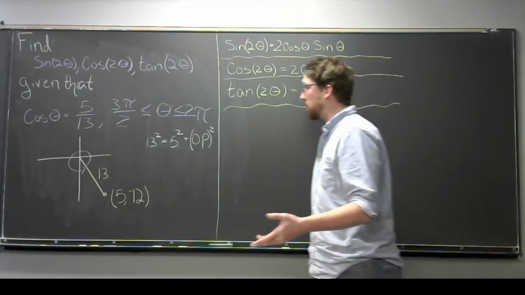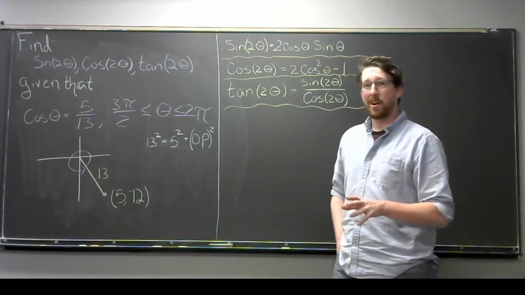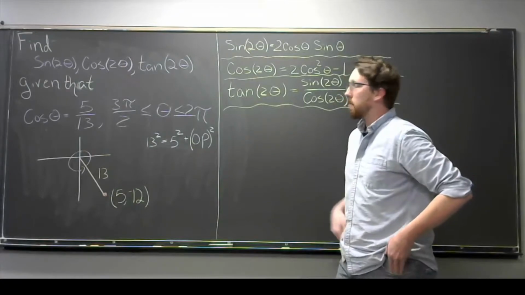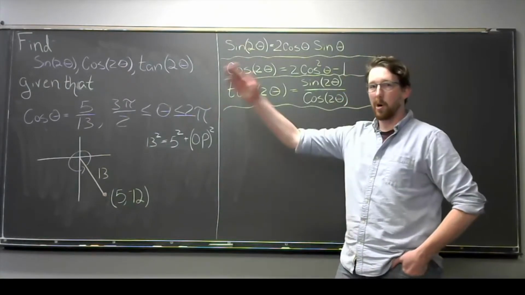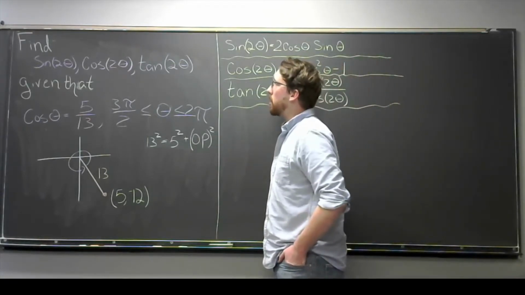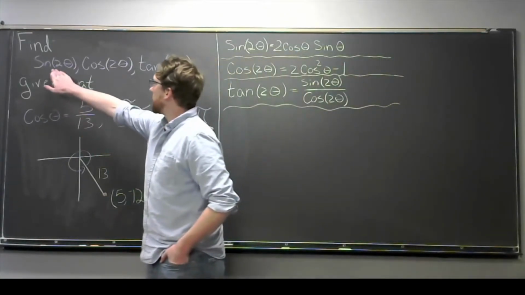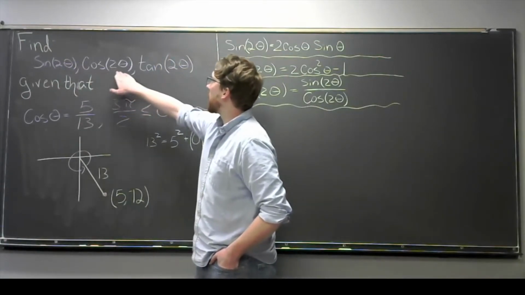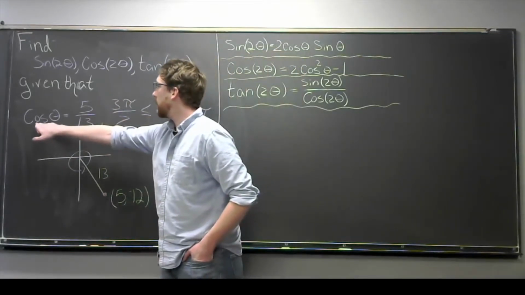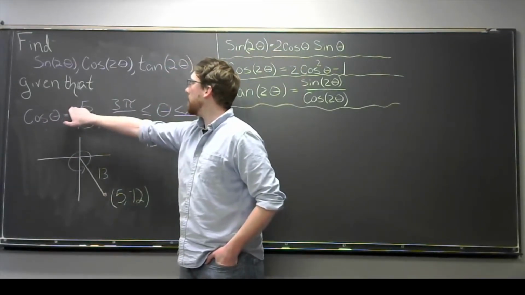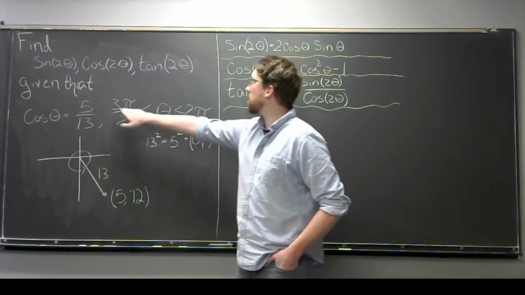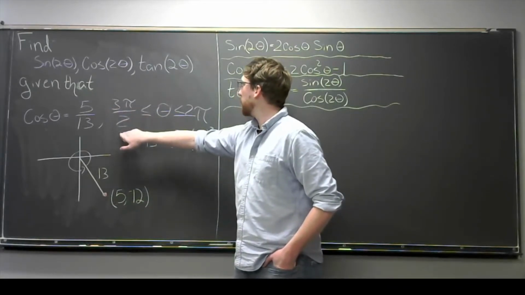Now for this example, because there's a lot going on, I went ahead and drew some of this out. I'll explain it in just a second. But I just didn't want us to get lost in the details while we were trying to derive everything. But in this example, what we want to do is find the sine of 2 theta, the cosine of 2 theta, and the tangent of 2 theta, provided that cosine of theta is equal to 5 over 13, and theta is somewhere between 3 pi over 2 and 2 pi.